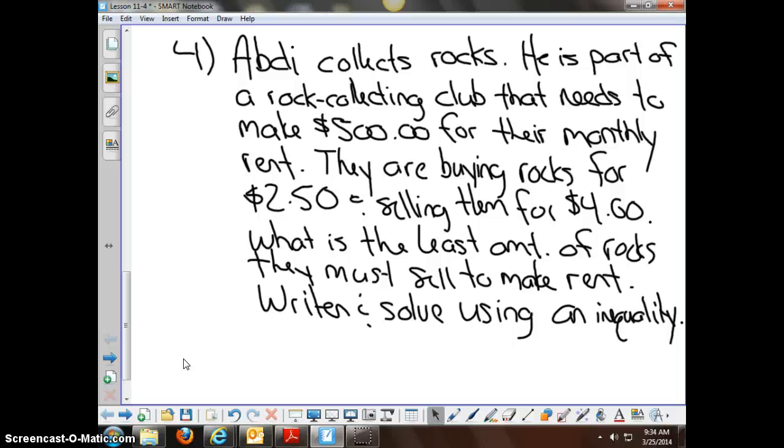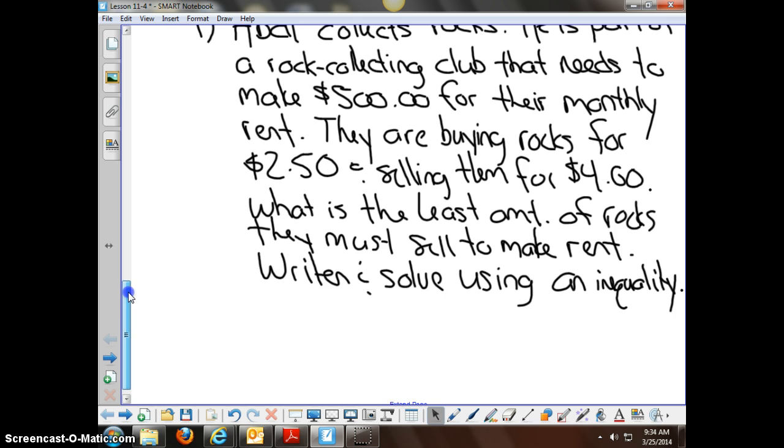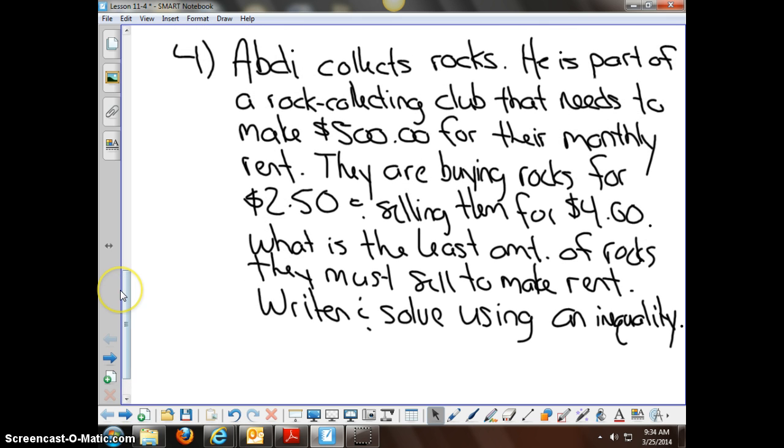And we're going to solve it using an inequality because anything above and beyond the $500, they are going to keep. So the question is, what is the least amount of rocks that they need to sell to make rent? And it would just be good to know if they sell more, how much money they're ultimately going to make by having this inequality in place. So does anybody have an inequality that they wrote that they think may be the ticket to punching this into the computer that the rock collecting club has so they know how many rocks they must collect?